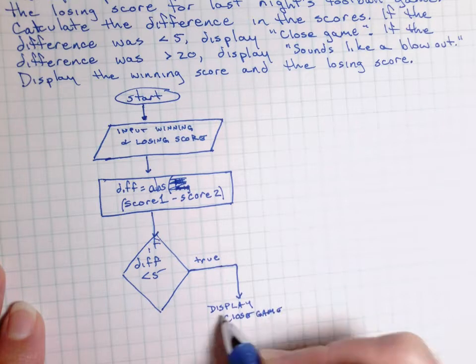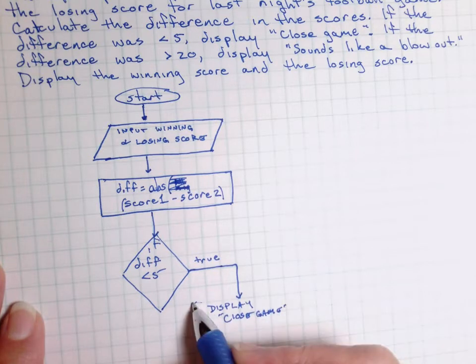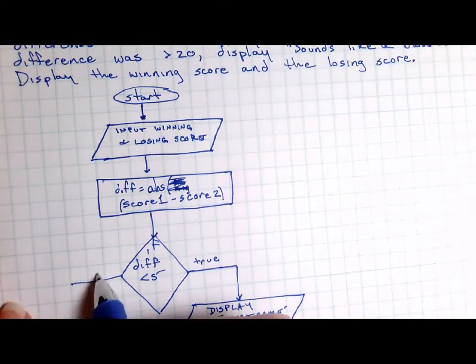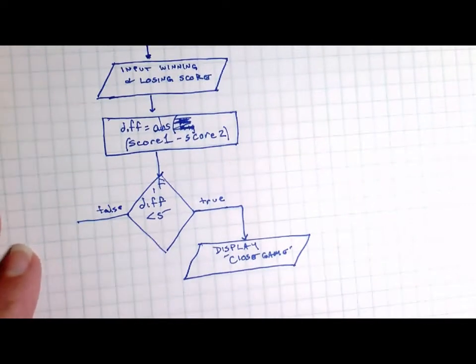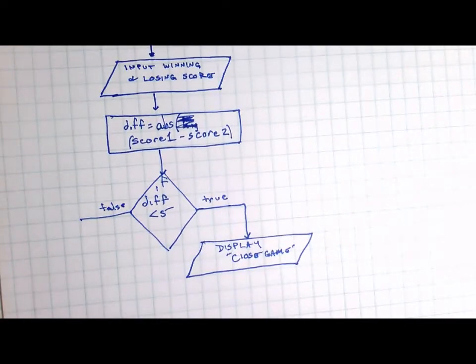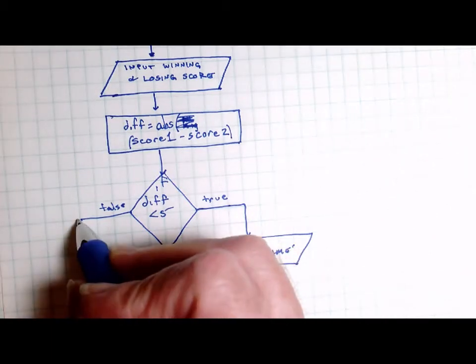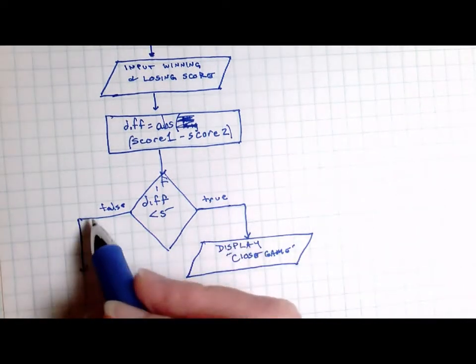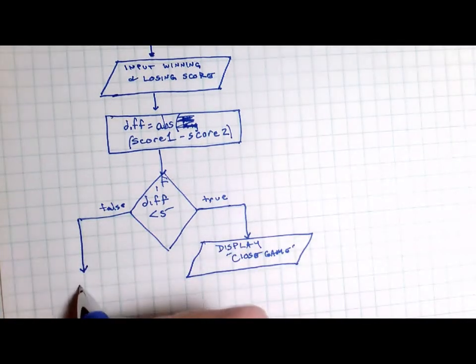Recall that input and output both go in a parallelogram. If the difference is not less than 5, what are we going to do? Well, if the difference is not less than 5, we want to check and see if the difference was greater than 20. The difference can't be greater than 20 and less than 5 at the same time. So it's appropriate to put that other if statement as a result of this if being false. So we would use an else in our program.